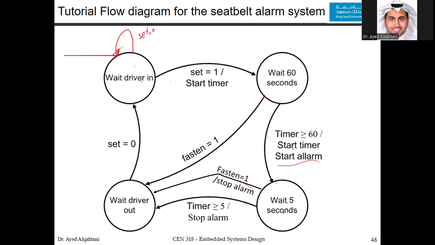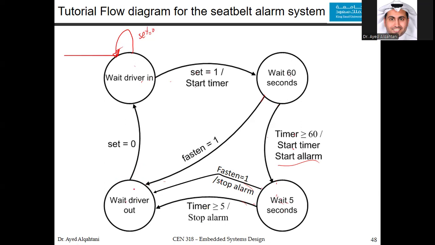Now, if we are waiting for 5 seconds, and while we are waiting, he fastened, meaning he was forgetting about fastening his seatbelt, the alarm sounds, and now he's aware that he needs to fasten the seatbelt. So you go to waiting for the driver out, and then you stop the alarm. If he didn't fasten and the 5 seconds expired, either way, you stop the alarm. And this is why this system is kind of stupid, because right now at this point, it doesn't care about the driver, whether he has his seat belt on or not.